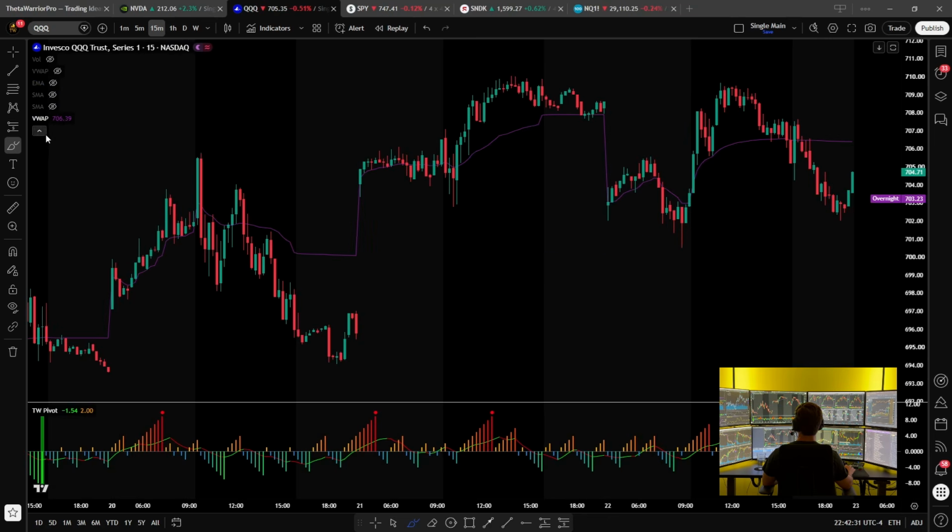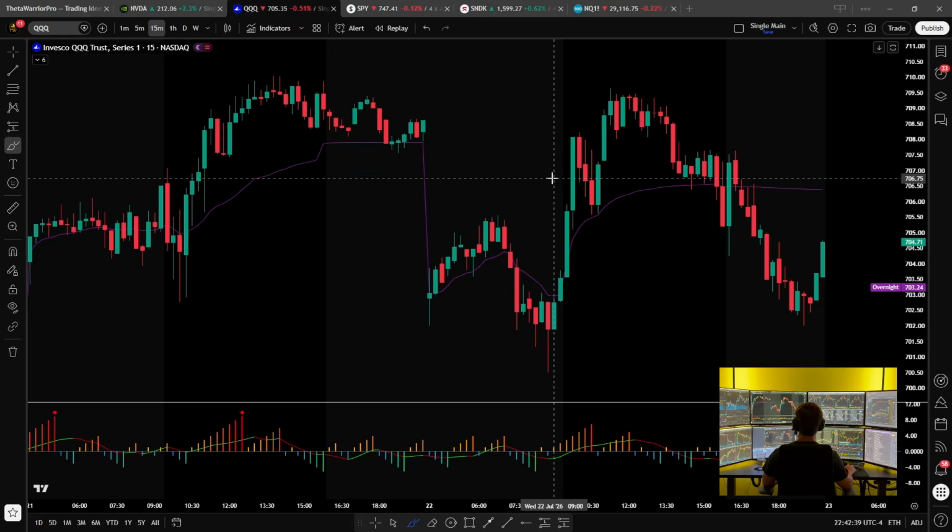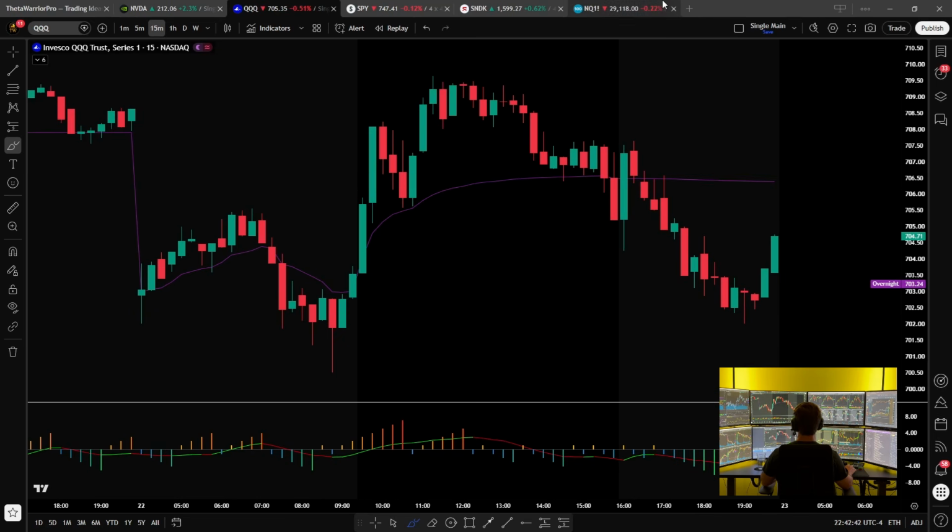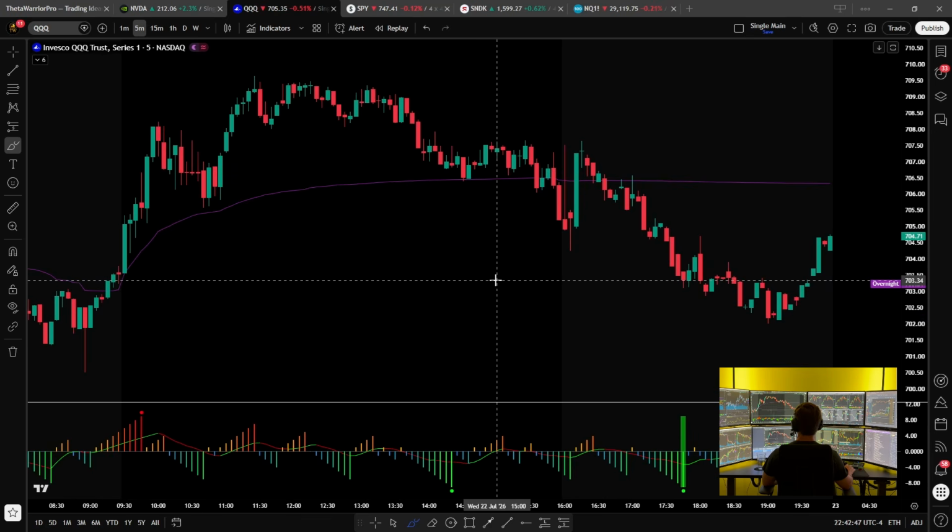VWAP is not going to do that necessarily. VWAP is going to move in a similar fashion, but it's all about price. All VWAP cares about is price. Okay, and that's why it can be such a useful and powerful tool. So let me show you how I like to trade it.